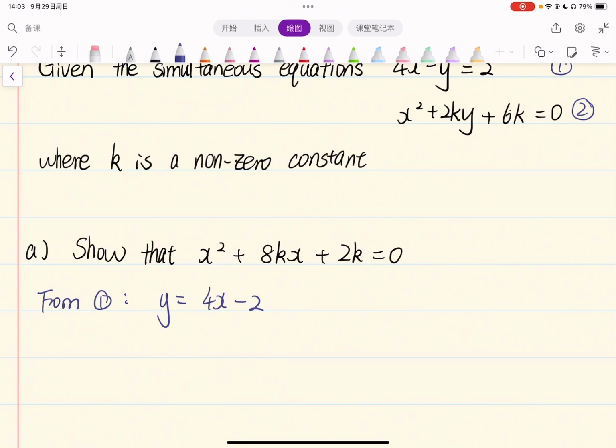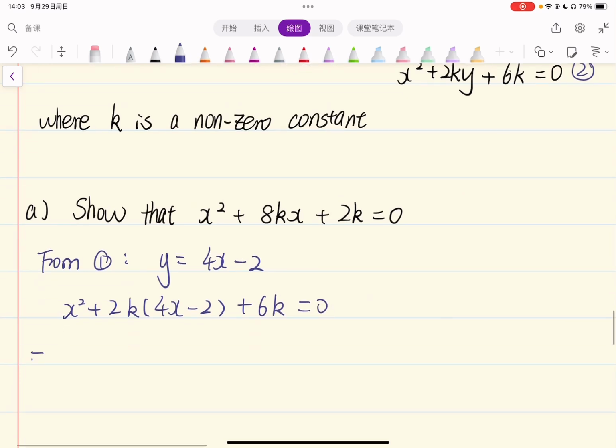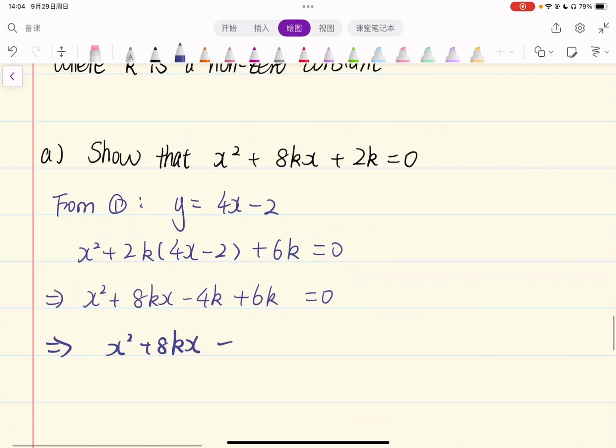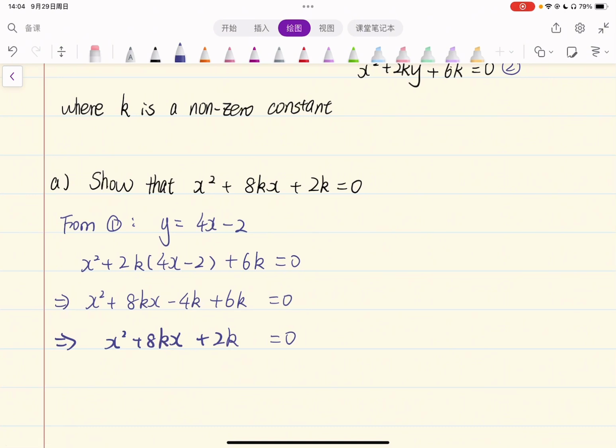We have x squared plus 2k times (4x minus 2) plus 6k equals 0. And we simplify it. We have x squared plus 8kx minus 4k plus 6k equals 0. Then we have x squared plus 8kx plus 2k equals 0. So we have done that.